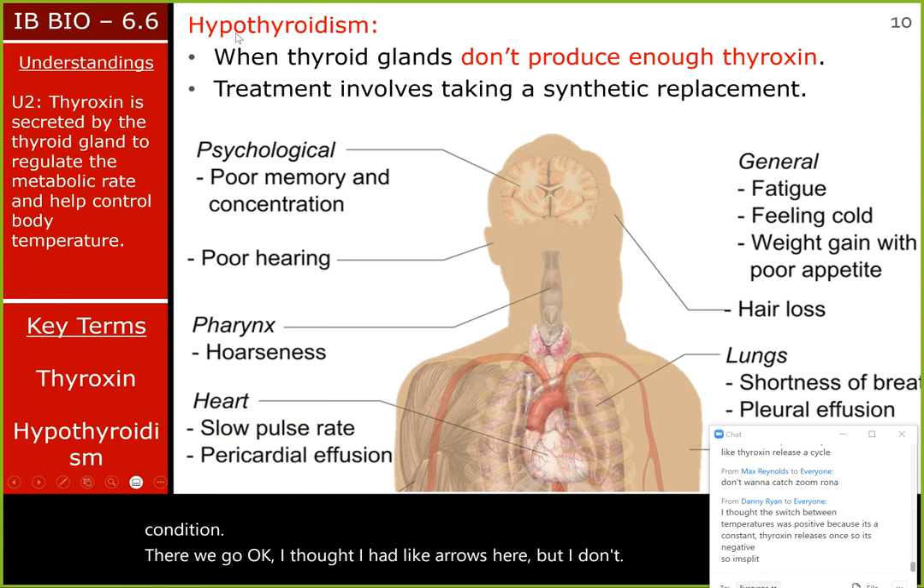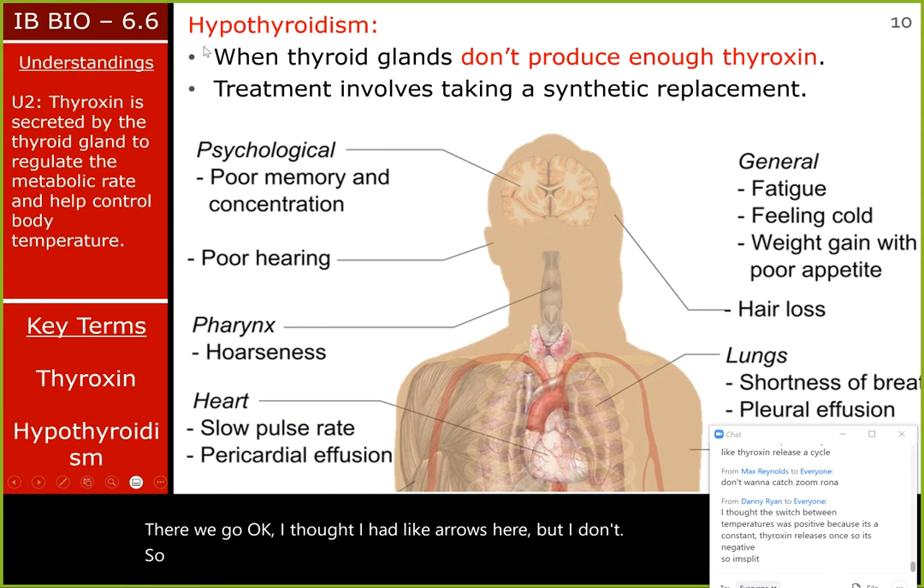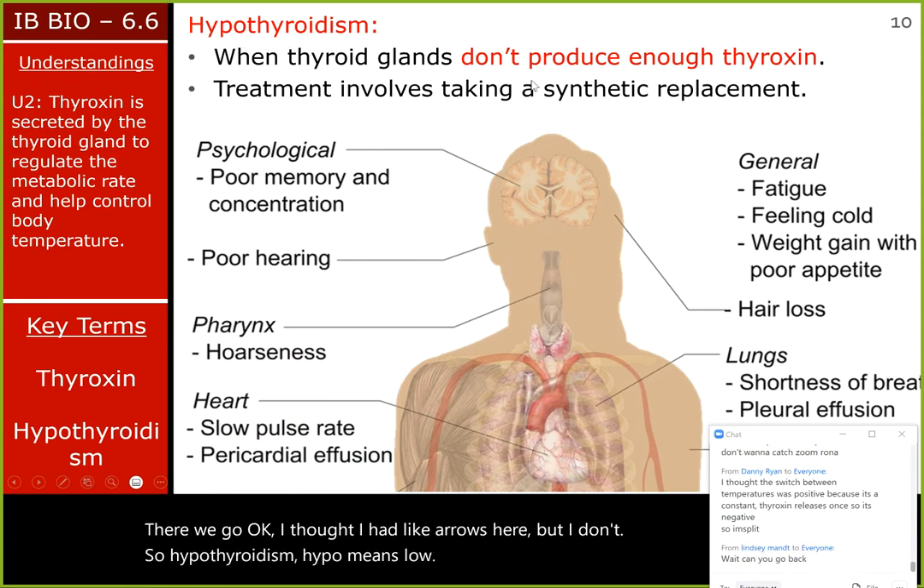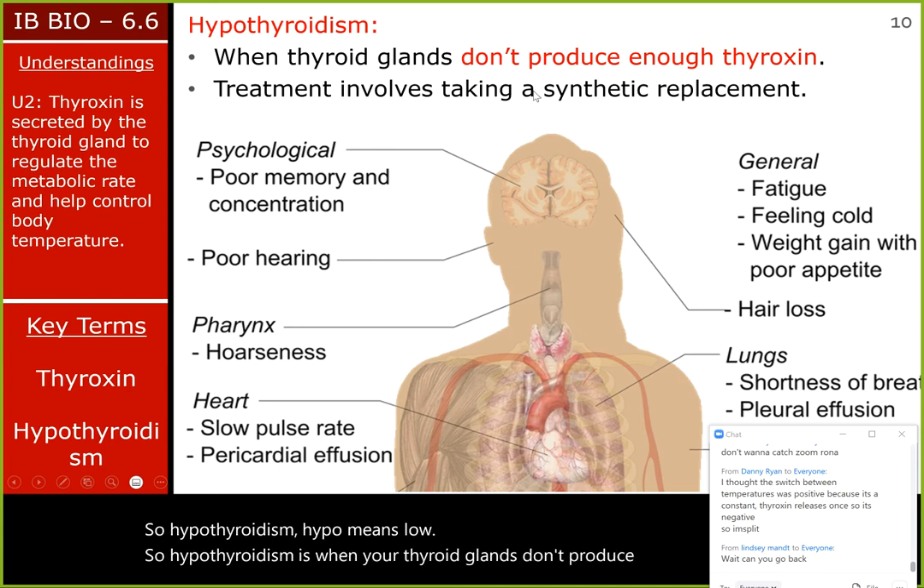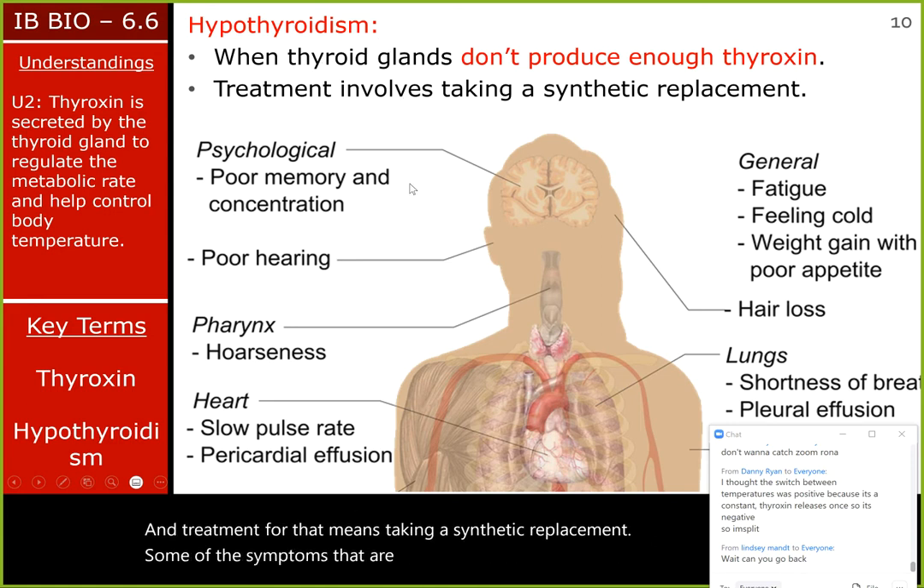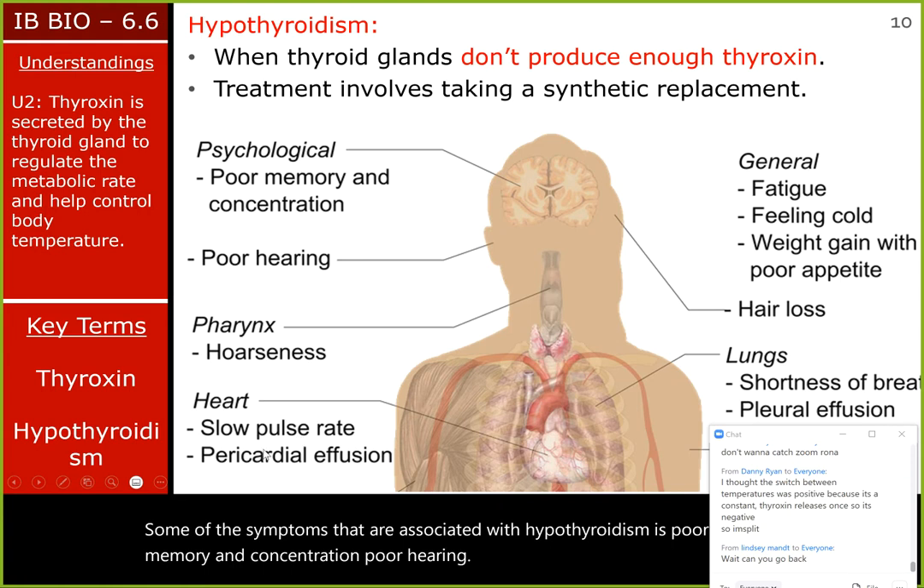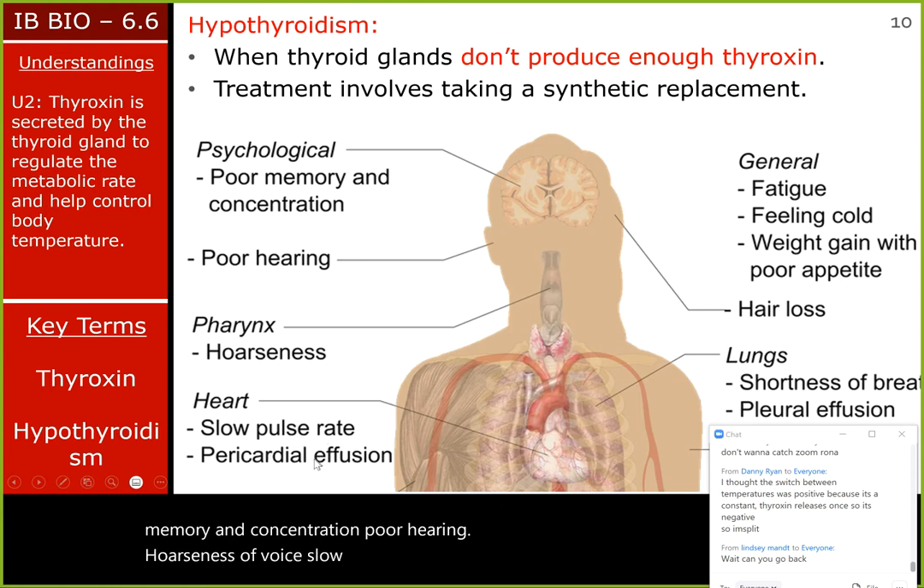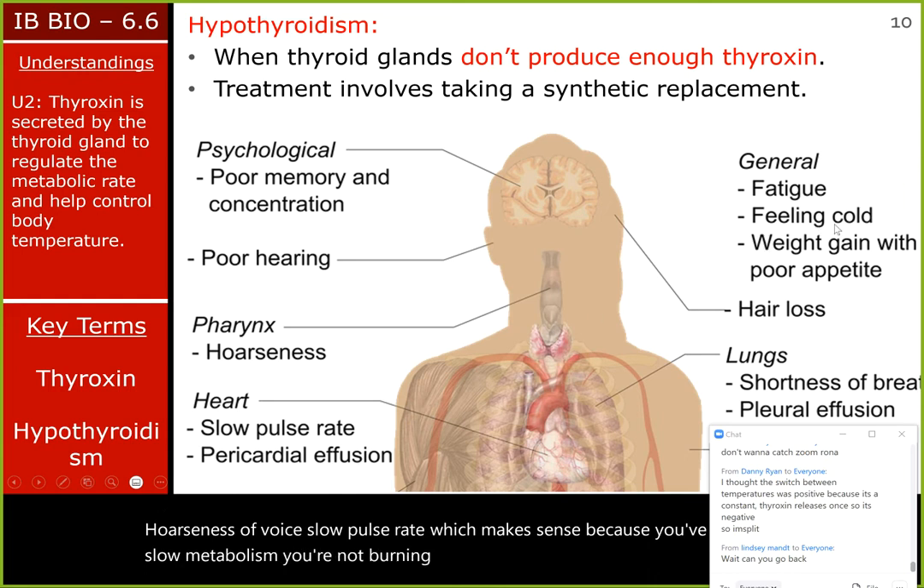So, hypothyroidism. Hypo means low. So, hypothyroidism is when your thyroid glands don't produce enough thyroxine. And treatment for that means taking a synthetic replacement. Some of the symptoms associated with hypothyroidism are poor memory and concentration, poor hearing, hoarseness of voice, slow pulse rate, which makes sense because you've got a slow metabolism. You're not burning a lot of energy.